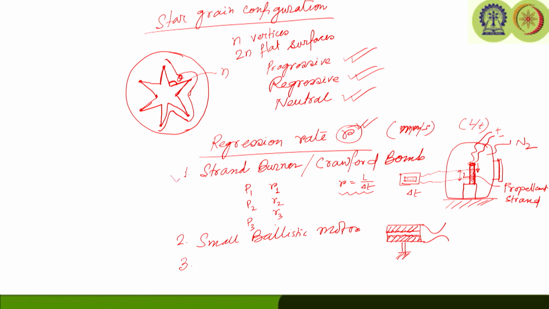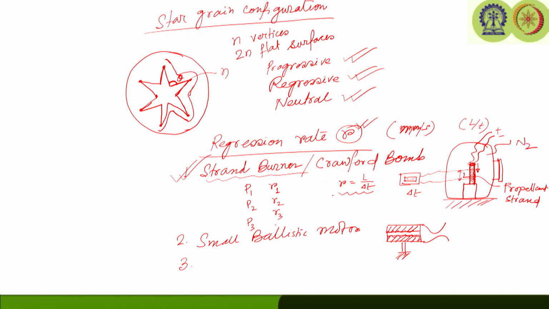So, the first stage of the testing is the strand burning. This requires a small amount of material, and it does not need to be of very high cost. So this is the first step for propellant development. If we choose different ingredients, immediately after that we will do the burning rate evaluation using this Crawford burner or strand burning test.